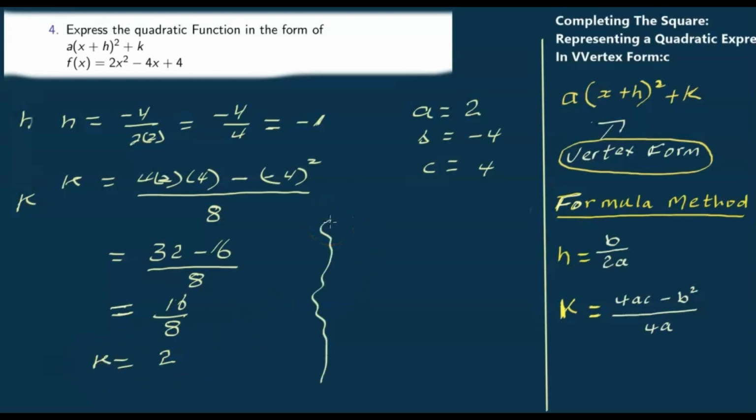Now we're going to state the answer in the vertex form. A is 2, so we put 2 on the outside. Put x as is, and we worked out h to be negative 1, squared on the outside of the bracket here, and then we worked out k to be positive 2. So this is the answer. The answer in vertex form is 2(x minus 1) squared plus 2. And that's the final answer there.